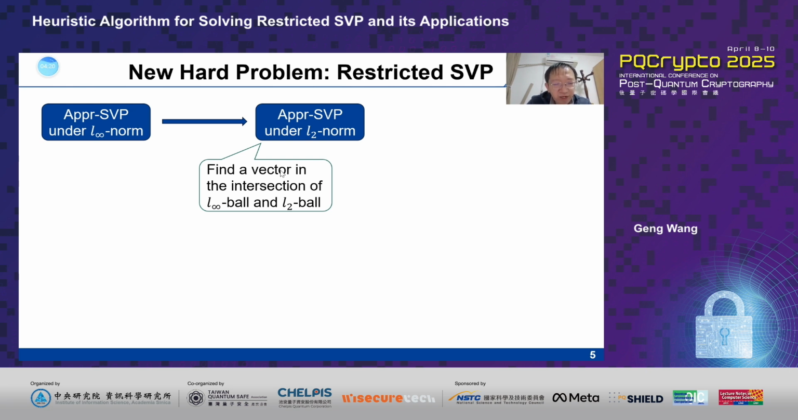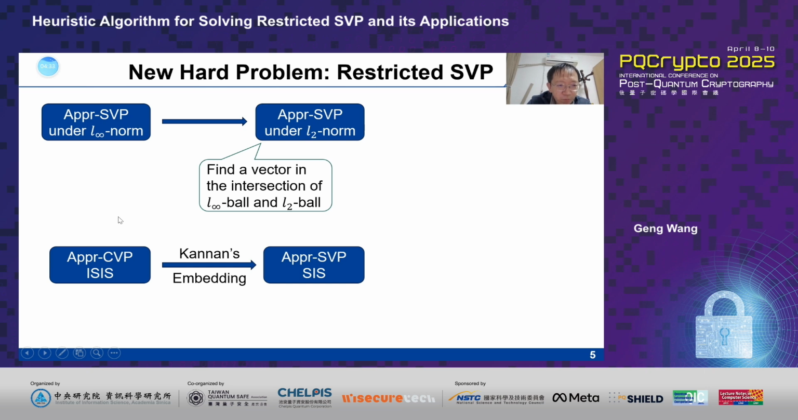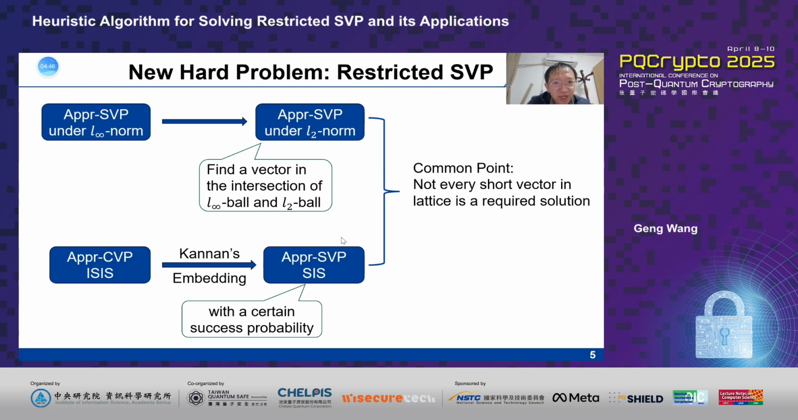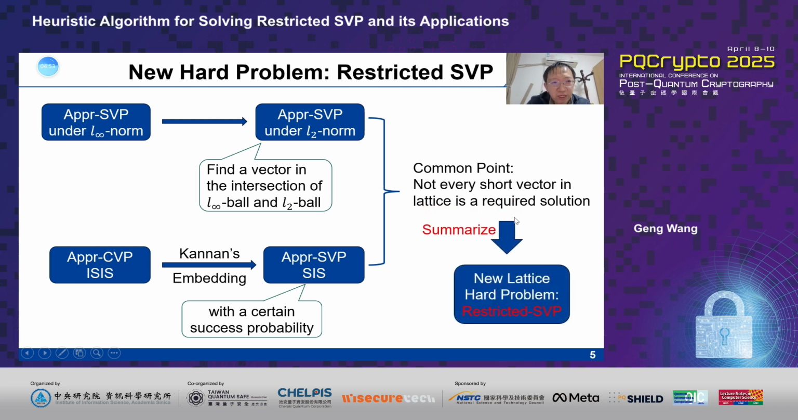So not every short vector in Euclidean norm is short enough in the infinity norm, so it has a success probability. And for solving approximate CVP or ISIS, we can use Kannan embedding to turn it into approximate SVP, but this also succeeds with a certain probability. It cannot always succeed. The thing in common is that not every short vector in the lattice is a required solution. So we summarize this to get a new lattice hard problem.